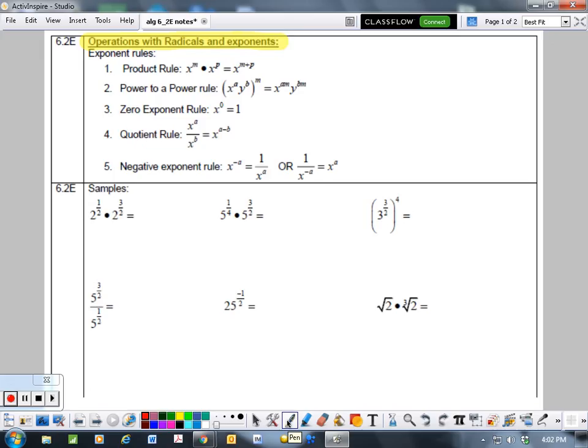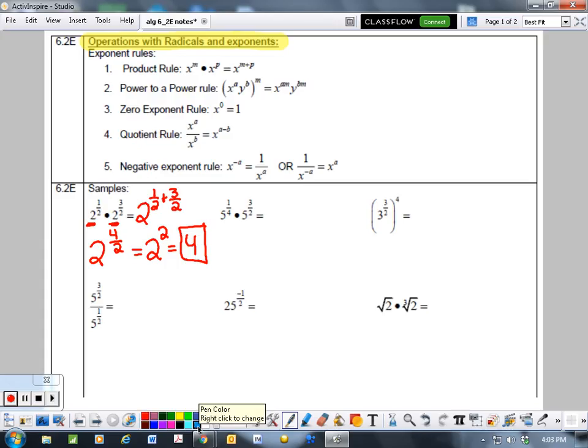Well, our first problem, I have 2 to the 1/2 power times 2 to the 3/2 power. So we double check, we have the same base of 2, which means by the product rule, I can add these exponents. So this becomes 2 to the 1/2 plus 3/2. And 1/2 plus 3/2, because they have the same denominator, we add the top numbers. And so this becomes 2 to the 4/2 power. And 4/2 is really just 2. So 2 to the 2nd power, which is really the answer of 4. And now we've just simplified that.